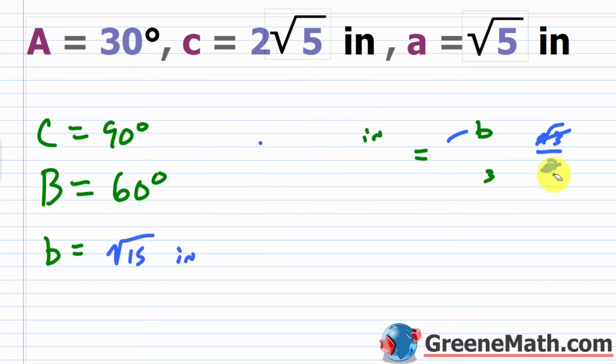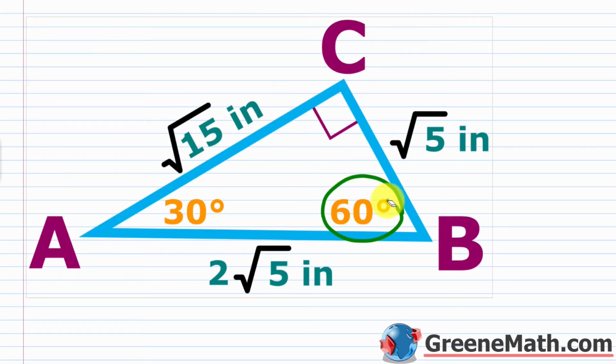So let me erase this. And so now we've solved the triangle, right? We know all the sides and all the angles. Again, if you go back to this little picture here, this is 60 degrees, that's for B. And then the side opposite is square root of 15 inches.